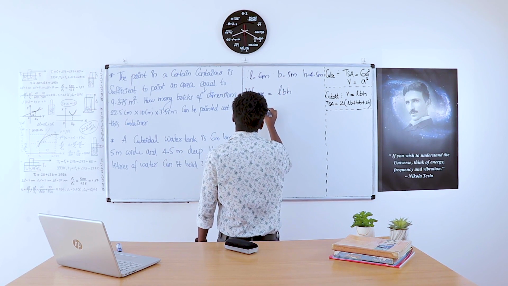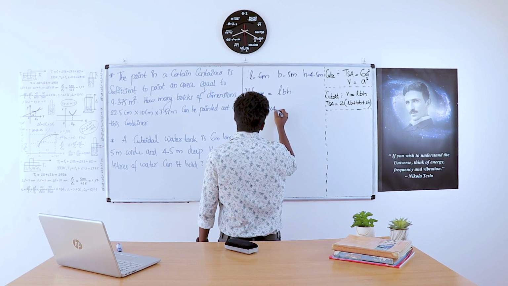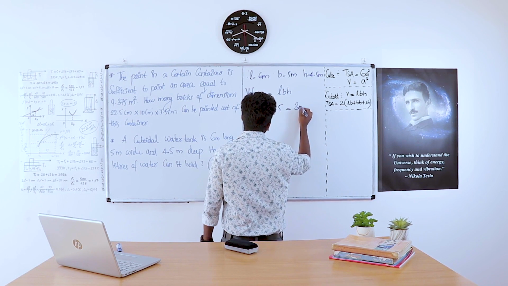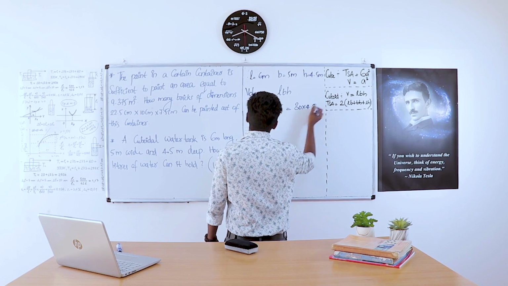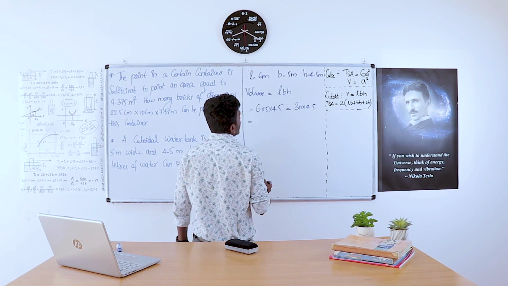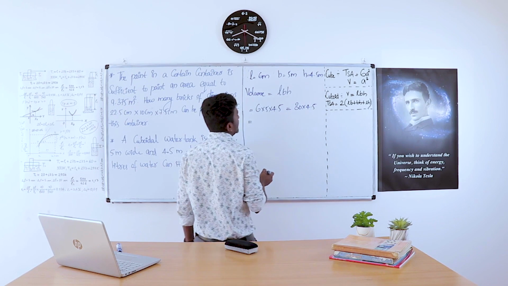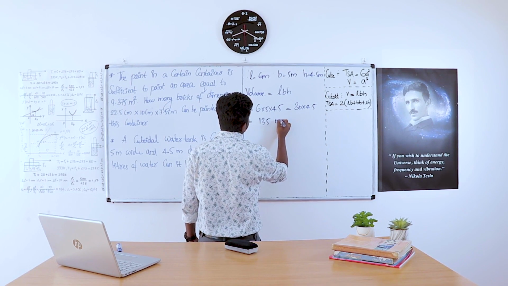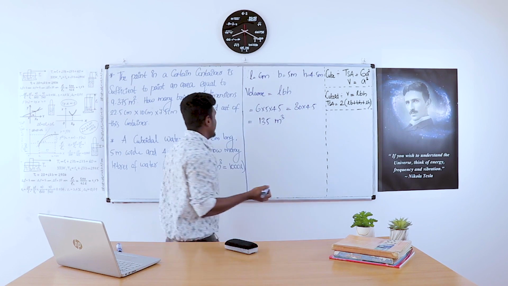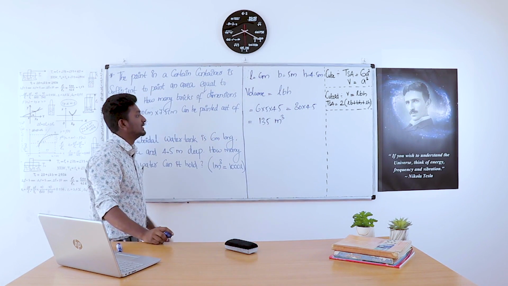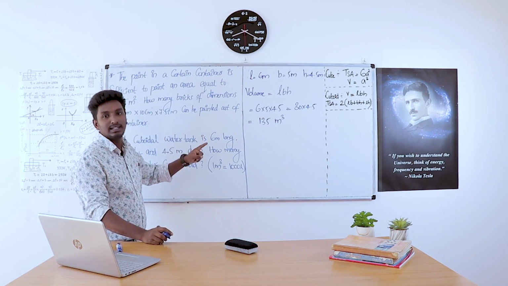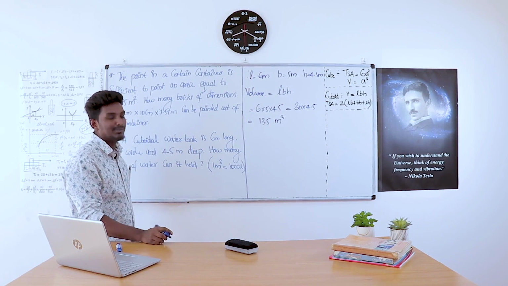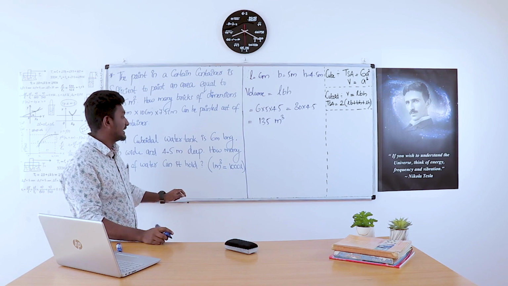That is equal to 6 into 5 into 4.5, which is 6 into 5, 30, into 4.5. That is 30 into 4, 120, plus 30 into 0.5, 15. That is 135 meter cube. This is the volume of water that this tank can hold.